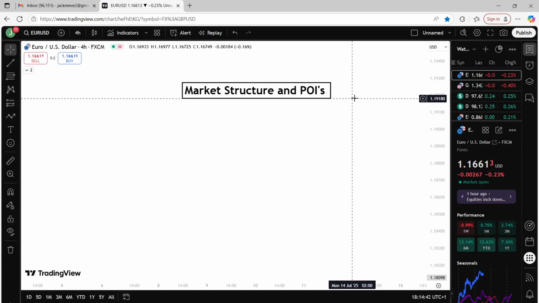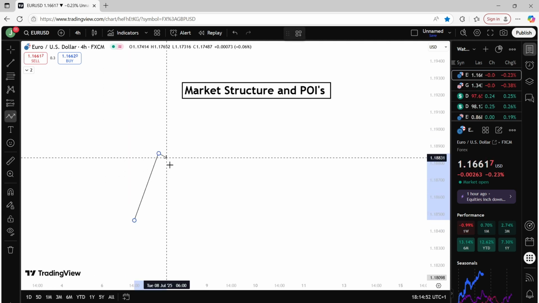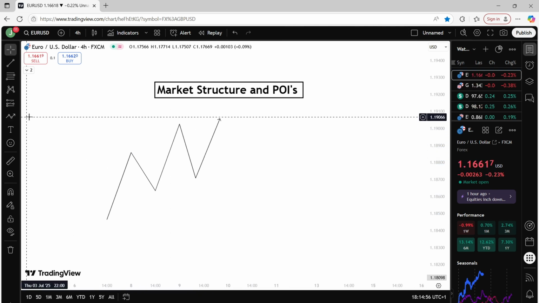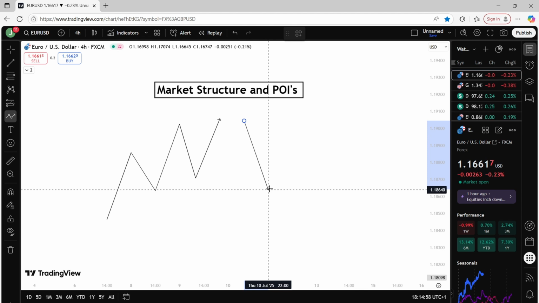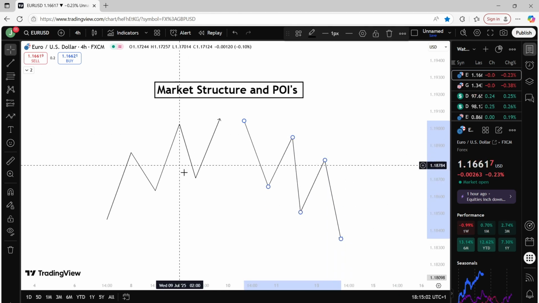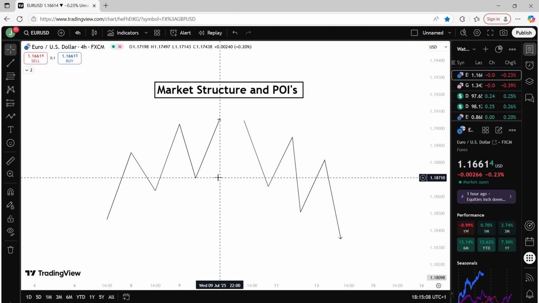So this video is on market structure and POIs. Now, market structure, as a lot of people know, is quite simple. For example, we have a bullish trend, higher highs, higher lows, and then we have a bearish trend, lower lows and lower highs. So fairly simple stuff, but I believe people don't fully understand it to its full extent.